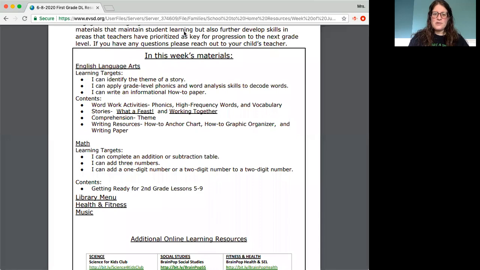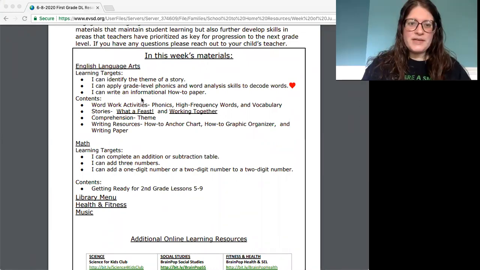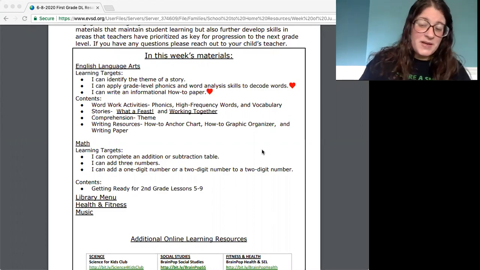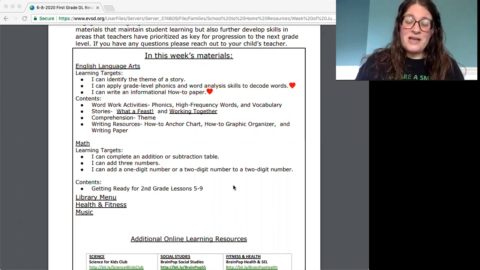For the targets this week, you are going to focus on applying grade level phonics and word analysis to decode words. And we're going to be talking about using the letters that make the sound ooh. So we'll talk about that in a minute. And then we're going to write a how-to paper. I'm going to be teaching you my cookie recipe. So you might enjoy cooking some cookies after this if you're really listening and writing it down.